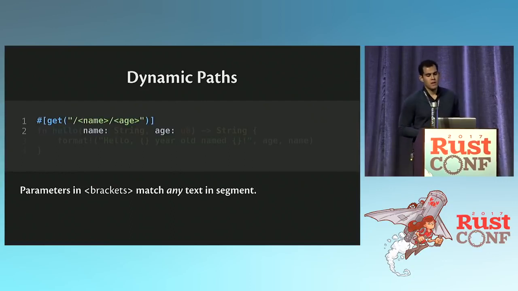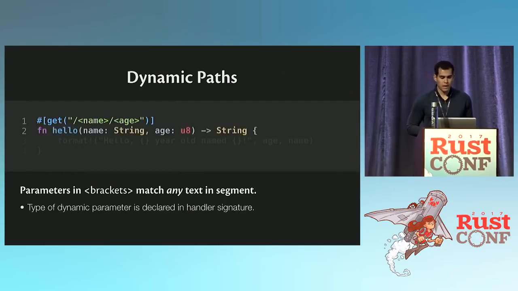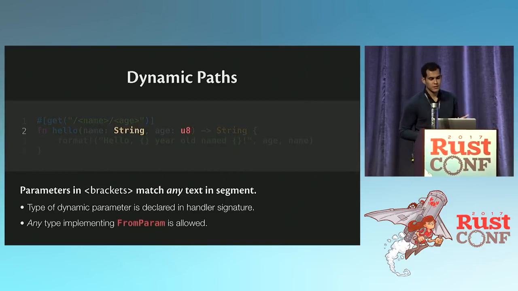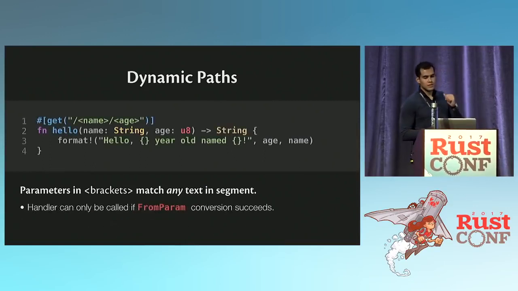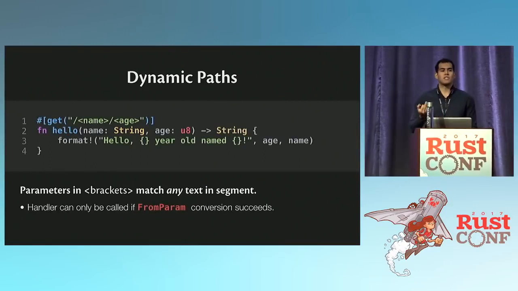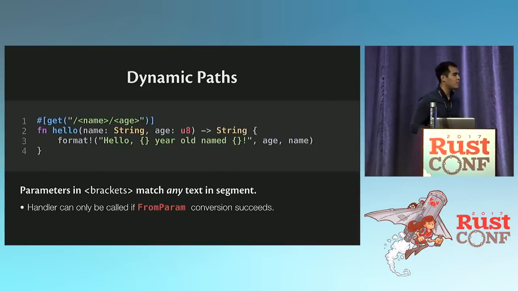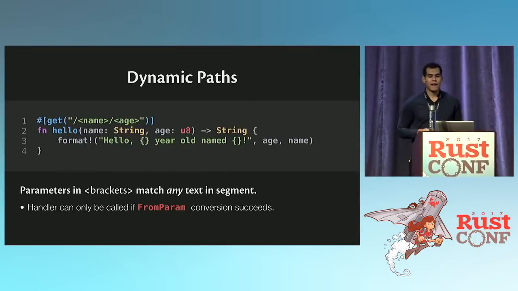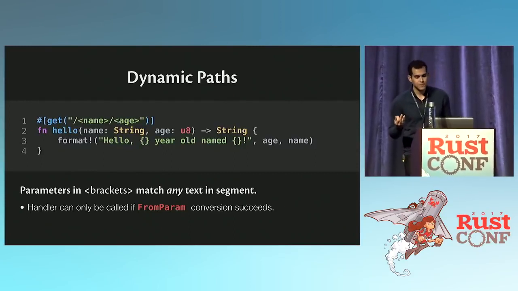And any type that implements this trait called FromParam is allowed. So String implements FromParam, that Rocket implements in its library for you. u8 also implements FromParam, and so you can use these things. And the semantics of this are that Rocket will call FromParam for every parameter you list, and if the conversion succeeds, i.e. if FromParam says, yep, this is a valid parameter of this type, then it'll call your handler. Otherwise, it can't call your handler.